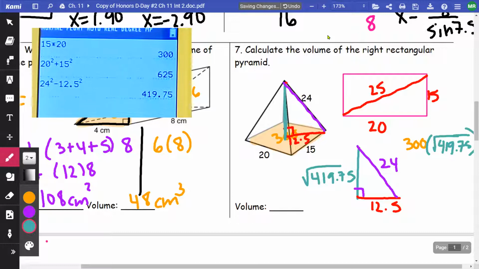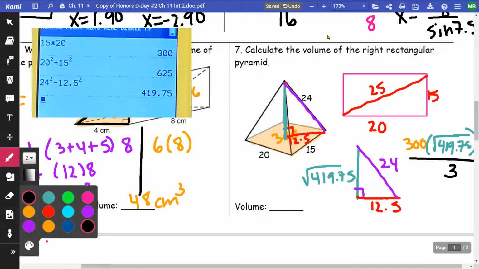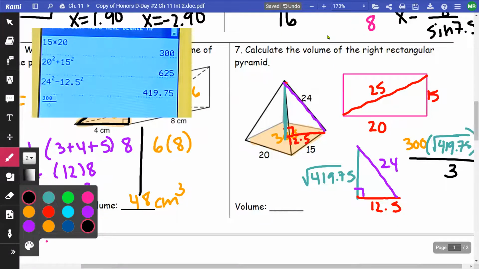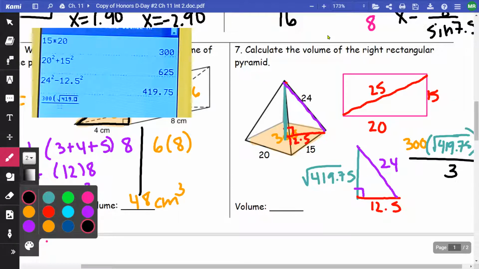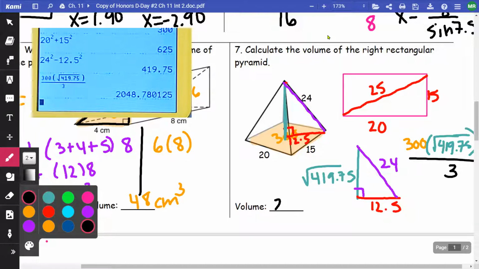That would be it as a prism. I don't have the whole prism, so I divide it by 3. So I am going to take 300 times the square root of 419.75, and I'm going to divide that by 3. And I get 2048.78 as my answer.